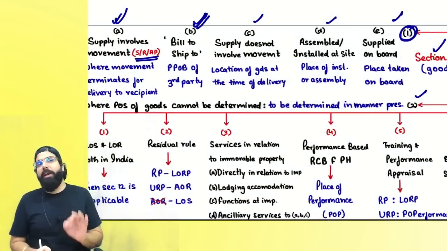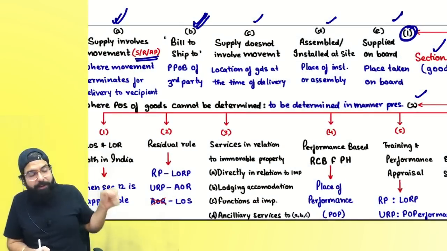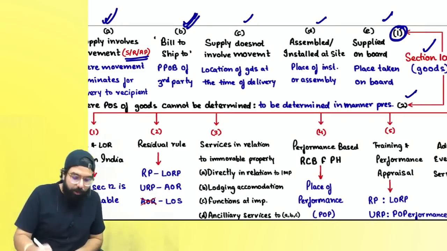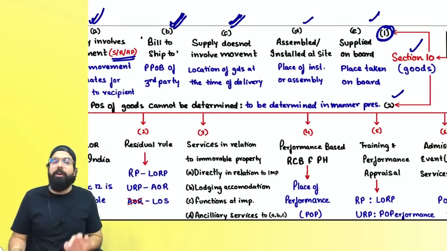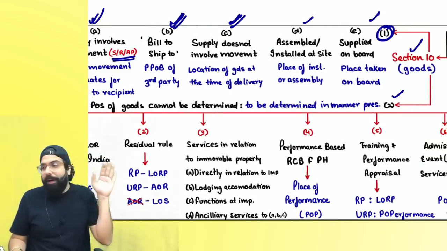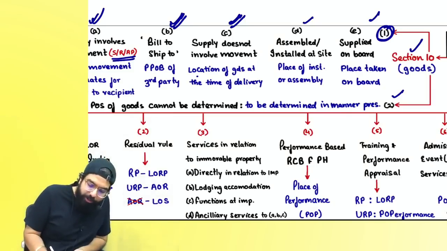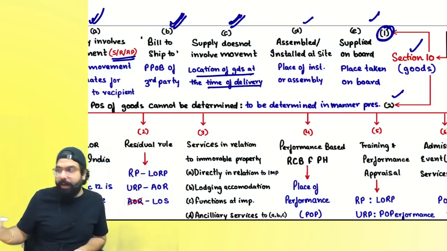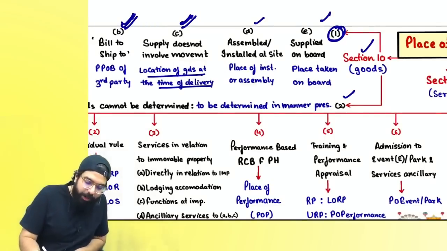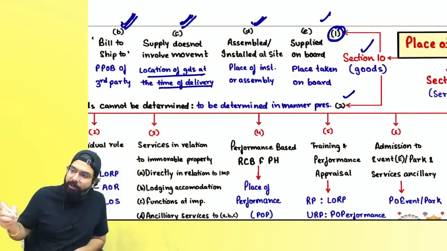Always remember one thing, in case of bill to ship to model, the principal place of business of the third party is the place of supply. Section number 10(1)(c) talks about whenever there is no movement, then it is always the location of the goods at the time of delivery. At the time of delivery, whatever is the location of the goods, that is the place of supply.